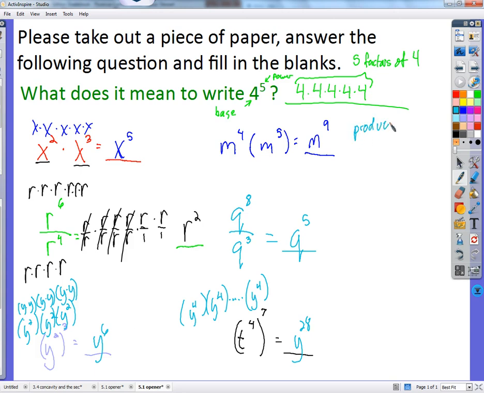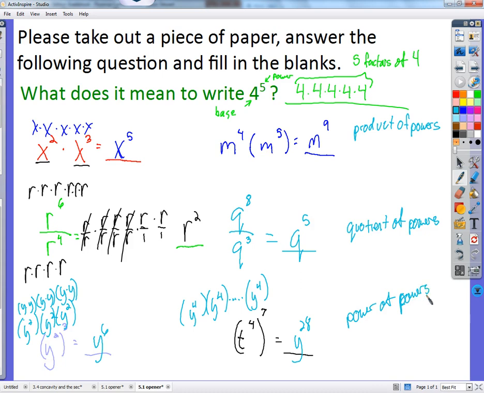Product of powers. We got a product because we're multiplying together. We got a couple of different powers. So we see that the power is in the end. Here we have a quotient of powers. And here we have a power of powers.